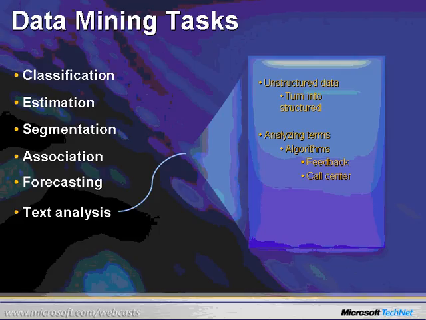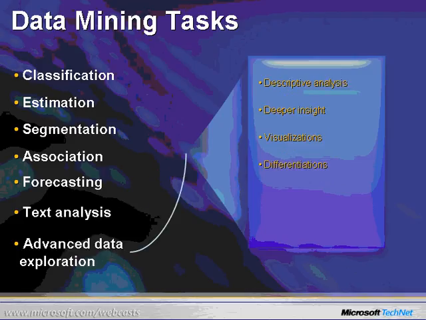Text analysis transforms unstructured data into structured data. Now, it also analyzes terms using other algorithms. Some examples of text analysis include feedback, call center data, and of course my favorite, the resume search. Advanced data exploration provides a descriptive analysis. It brings a deeper insight into the data with visualizations. Finally, advanced data exploration asks what differentiates one item from another.